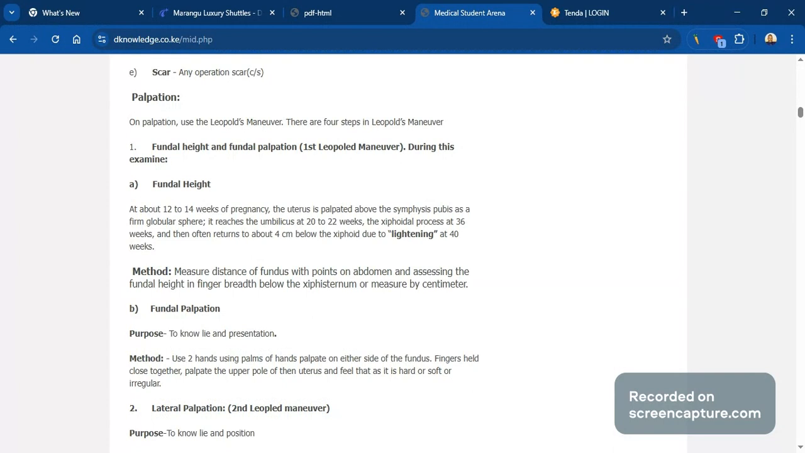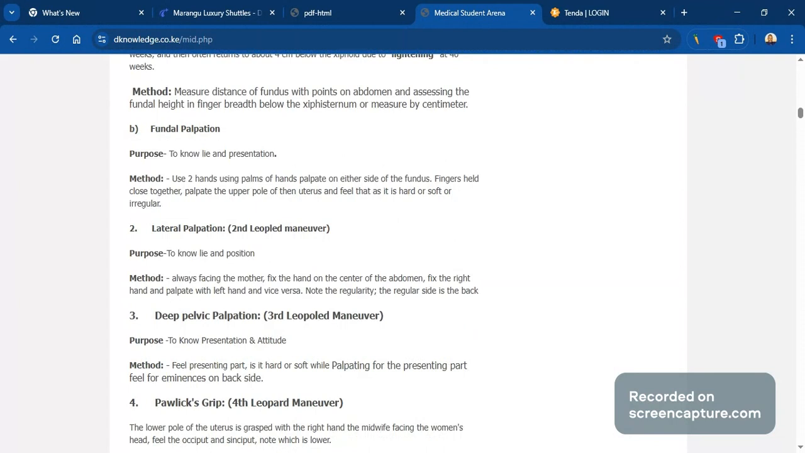At about 12 to 14 weeks of pregnancy, the uterus is palpated above the symphysis pubis as a firm globular sphere. It reaches the umbilicus at 20 to 22 weeks and the xiphoid process at 36 weeks, and then often returns to about 4 centimeters below the xiphoid due to lightening at 40 weeks. So measure the distance of the fundus with points on the abdomen, assessing the fundal height in finger breadths below the xiphisternum or measuring in centimeters. For fundal palpation, to know the lie and presentation, we do fundal palpation.